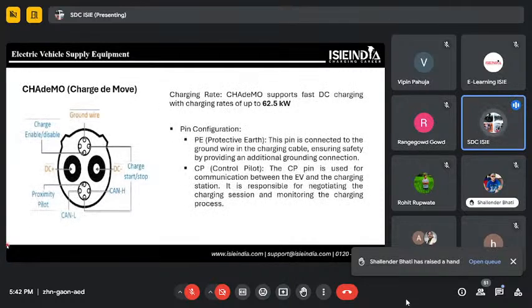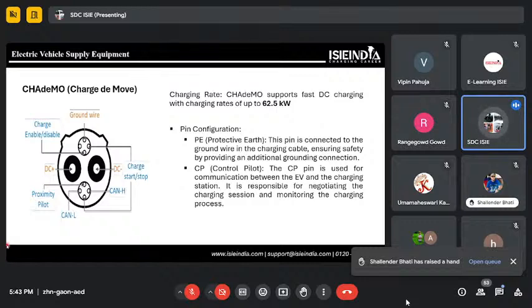Now coming to the CHAdeMO, right? CHAdeMO, from Charge de Move, is the name given to this DC fast charging type. Along with that, you can find a ground wire, a charging enable/disable indication wire, a charge-stop wire to stop the charge and disconnect the power supply, and CAN high and CAN low wires. Protective earthing wire and pilot wires are there.